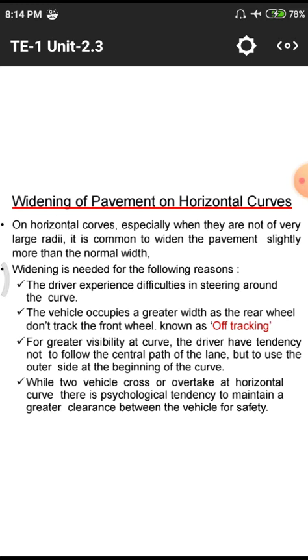Next, fourth point, we are having two vehicles cross or overtake at a particular horizontal curve. There is a physiological tendency to maintain a greater clearance between those vehicles safely. That means if there is a huge amount of widening, there should be a distance between two vehicles while they are crossing. Normally we have to maintain 3.5 meters for single lane road, 7 meters for double lane roads.